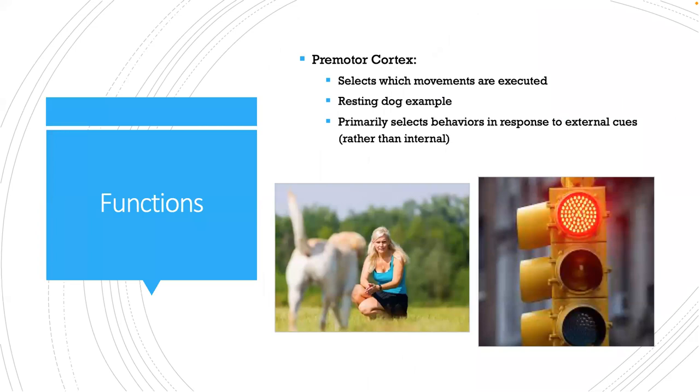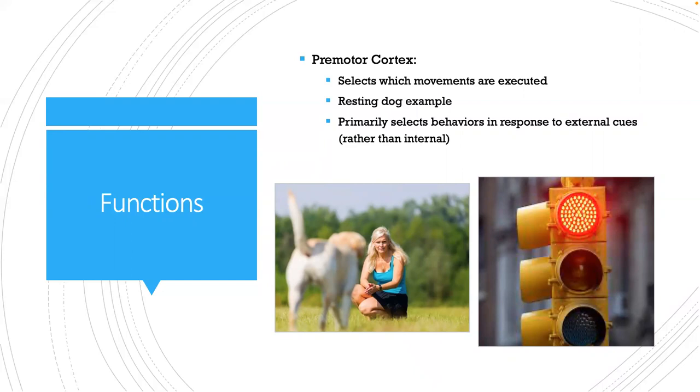So, functions of the premotor cortex specifically. If you consider a dog's resting behavior, it may get up and respond to its owner's call, or it may get up and, for no real apparent reason to us at all, just wander around the yard. If the dog is responding to its owner's call, that is in response to a specific environmental cue or external cue. If the dog gets up and just wanders about on its own, that is in response to an internal event. So basically it just wanted to.